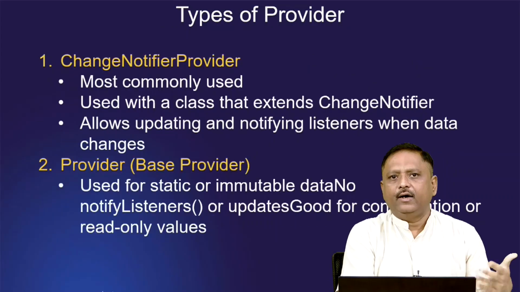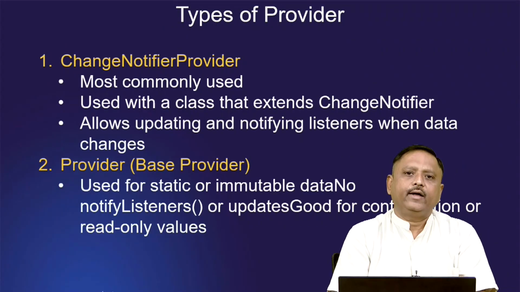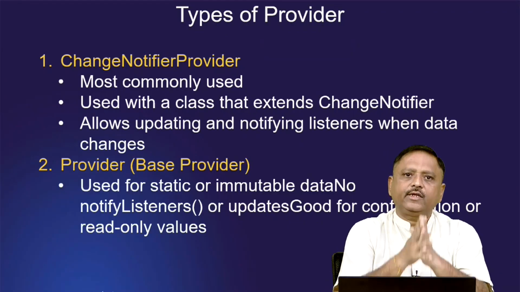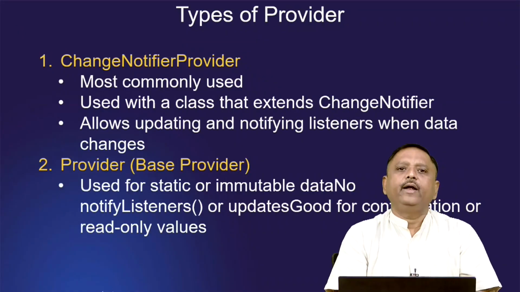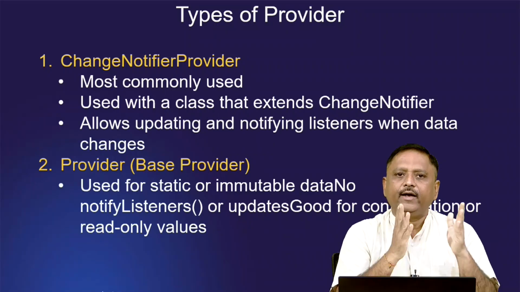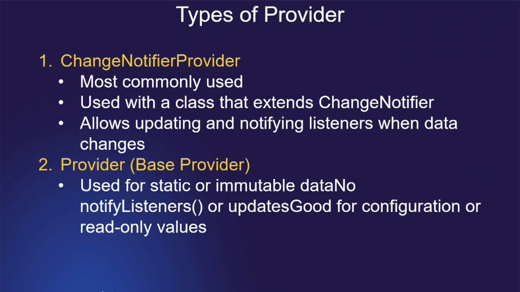Now let us understand different types of provider. So there are different types of provider in the provider package. On screen you can see ChangeNotifierProvider, which is the most commonly used. It listens to a class that extends ChangeNotifier and rebuilds widgets on changes. Second type of provider is called Provider or base provider. This is the base form. It is used for static or immutable values that don't change over time. For example, configuration data or app constants.